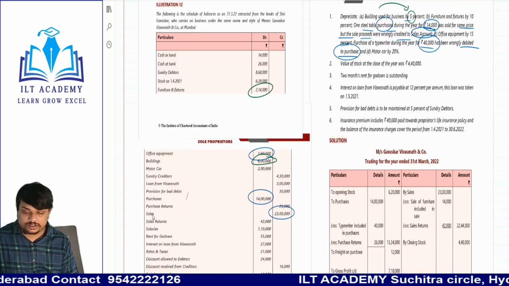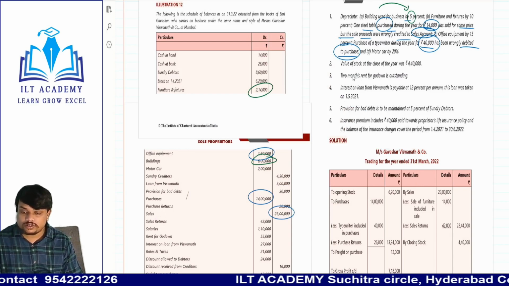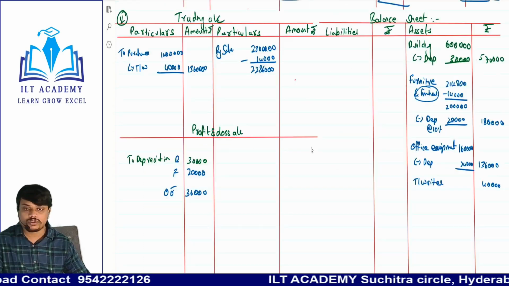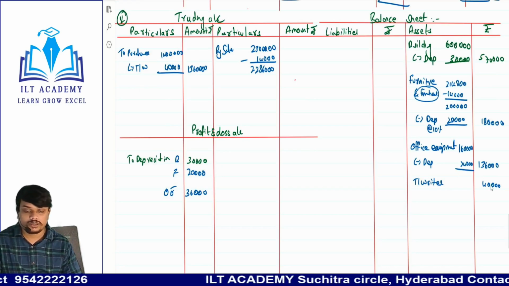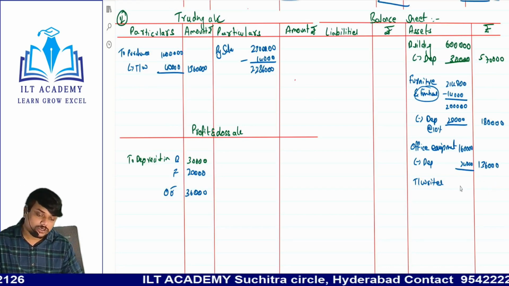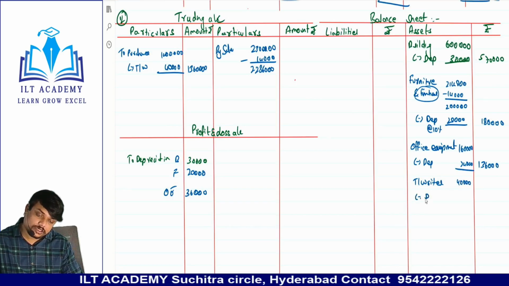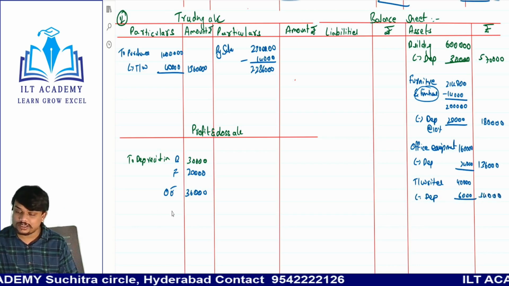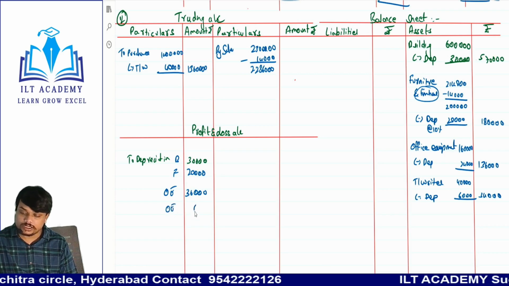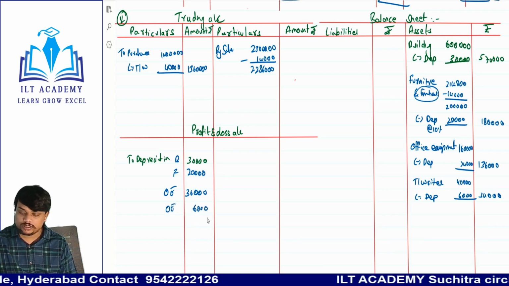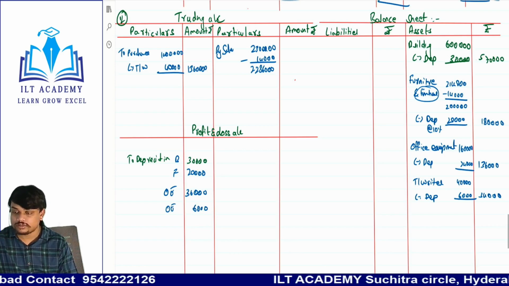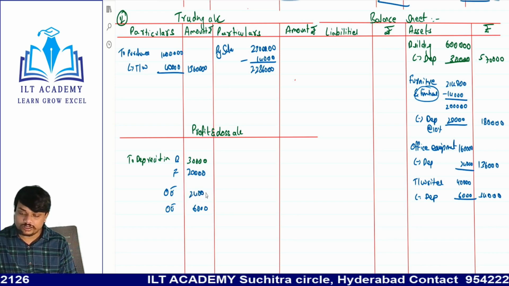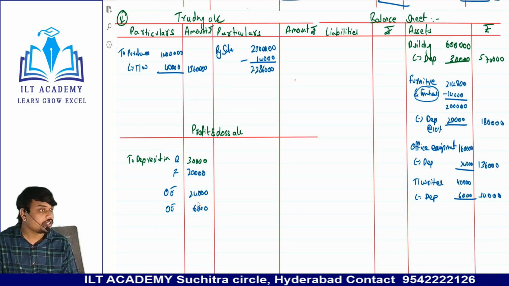After the typewriter we have motor car at 20%. This typewriter forms part of office equipment only, so add 40,000 minus depreciation at the rate of 15%, which is 6,000. So this is 34,000, and on office equipment there is an additional depreciation of 6,000, making the total 30,000. Any doubts? Got it?